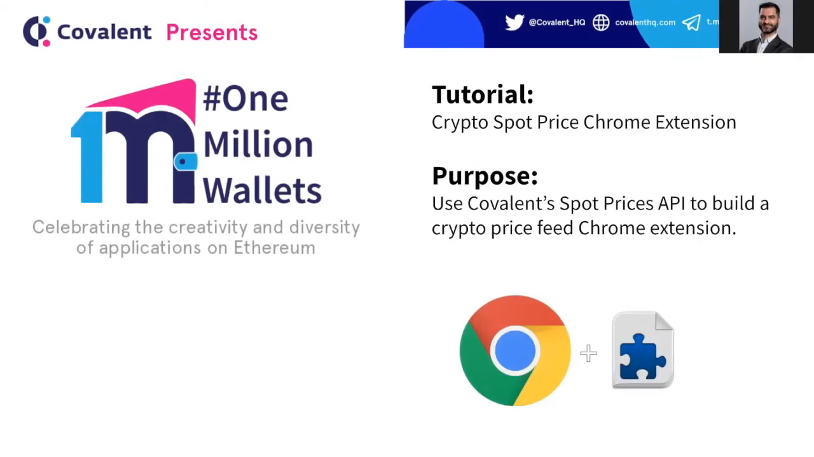Welcome to this tutorial series as part of the 1 Million Wallets campaign, celebrating the creativity and diversity of applications on the Ethereum blockchain. In this tutorial, we will use Covalent's spot price API endpoint to build a crypto price feed Chrome extension. So please make sure you're using the Chrome browser, and let's get started.